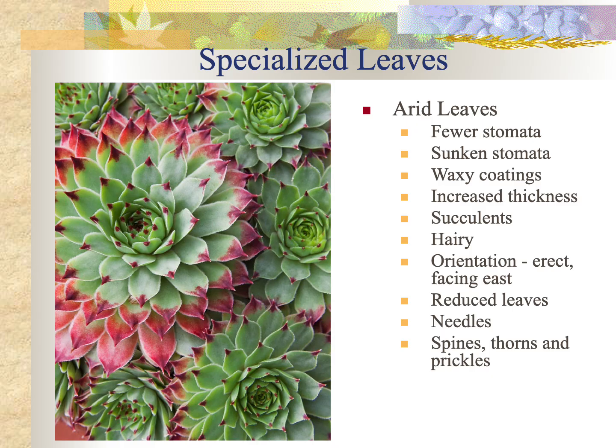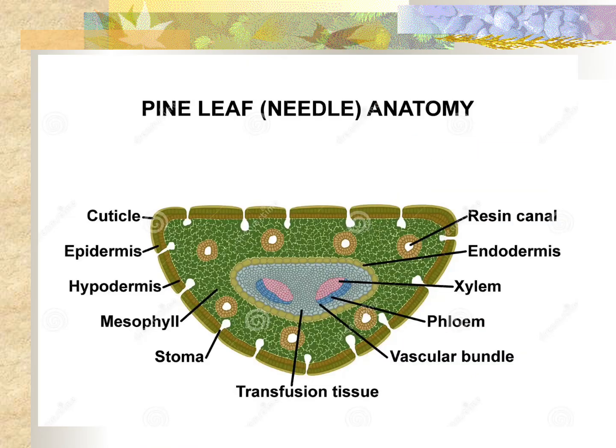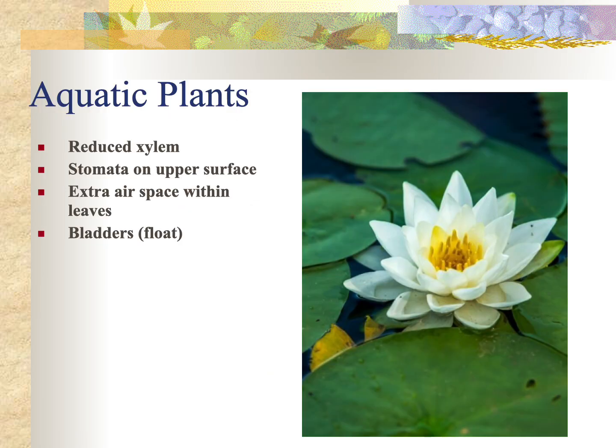They may store quite a bit of water. Sometimes they're hairy to limit sun exposure. They can be oriented in different ways. Needles are actually a leaf that's been modified so that it can reduce water loss. So here you see the sunken stomata that reduce airspace in there. A thick waxy cuticle on there, all are adaptations for limiting water loss.